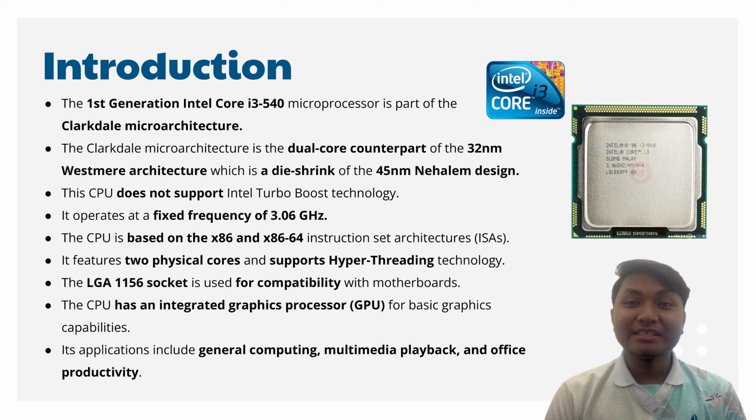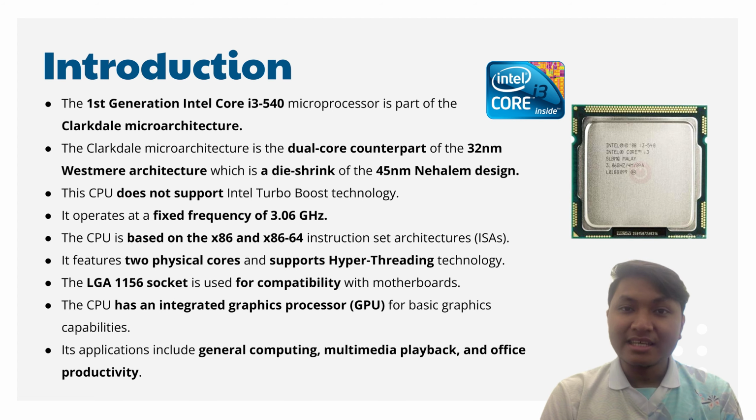Microprocessors are essential components in computers and electronic devices, providing computing power. Today, we will focus on the Intel Core i3 540 microprocessor. Released in 2010, it belongs to the Clarkdale microarchitecture, a significant advancement from the previous Nehalem architecture. The Clarkdale microarchitecture is a dual-core counterpart of the 22nm Westmere architecture, which is a die shrink of the 45nm Nehalem architecture. The Core i3 540 emphasizes improved performance and power efficiency, making it ideal for desktop systems.